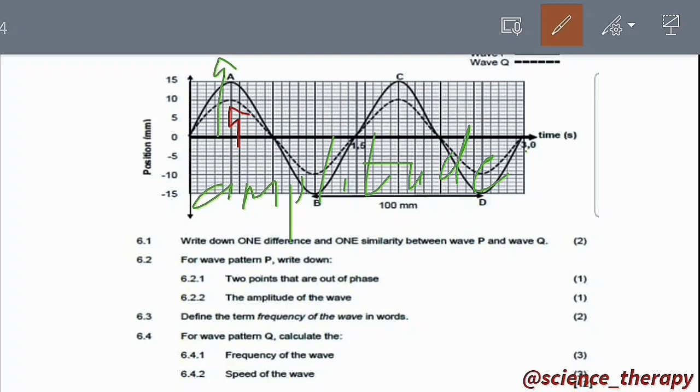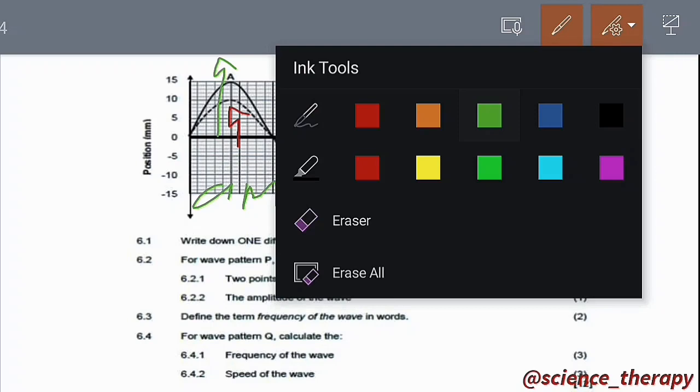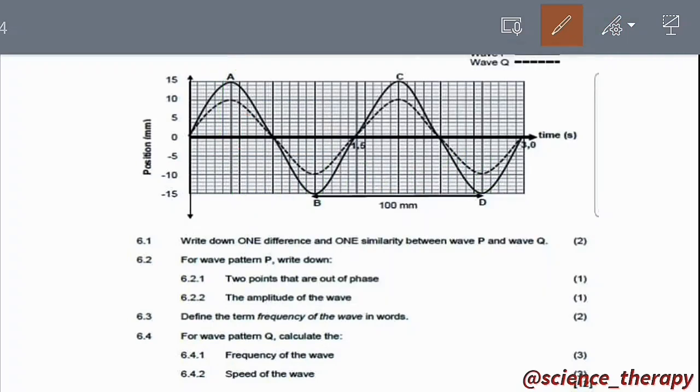And then what is one similarity that we see here? If you check here, from this point all the way up to this point, we have a full complete wave, right? Now, how many seconds does it take to complete this wave? That's 1.5. We can all see that it is true for both the waves. For wave P, it takes 1.5 seconds to complete a full cycle, and also for wave Q, it takes 1.5 seconds to complete a full cycle.